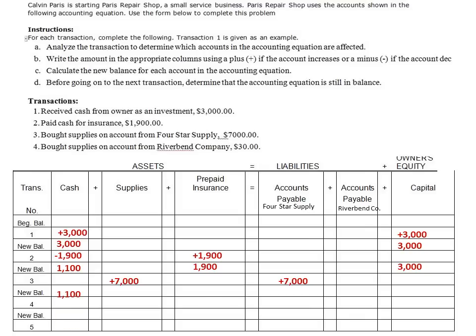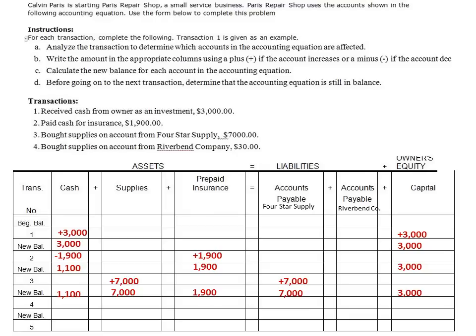Let's figure out our balances. Cash is $1,100. Supplies is now $7,000. Prepaid is $1,900. Accounts payable 4-Star Supply is $7,000. And our accounts payable Riverbend is 0, and our capital is still $3,000. Final transaction is we bought supplies on account. There's our red flag again, on account, from Riverbend Company for $30.